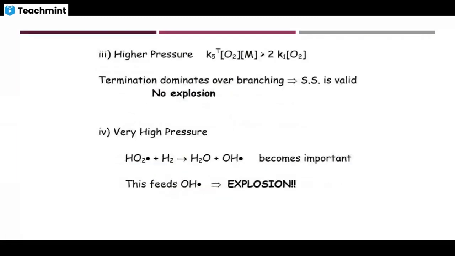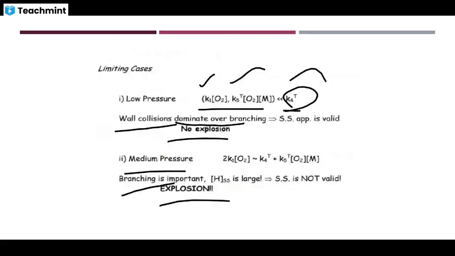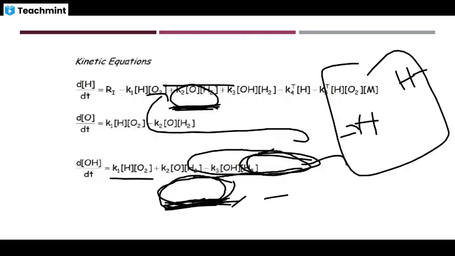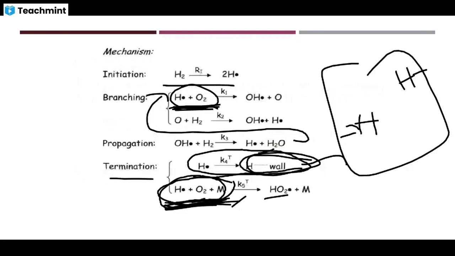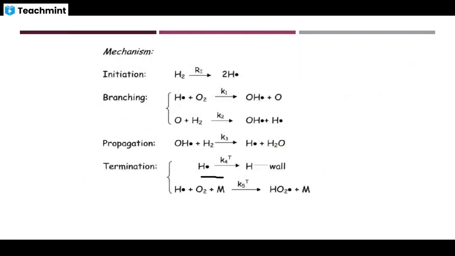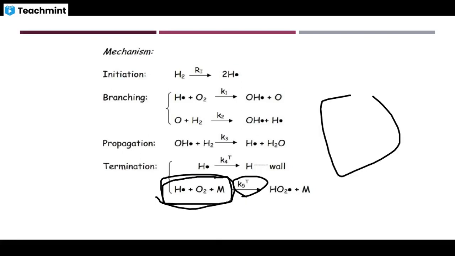At a high pressure, termination dominates again. At high pressure, the possibility of these three combining is high, so this rate is higher. At very high pressure, these three are combining because all the reactants are nearby each other, so this reaction can proceed faster.